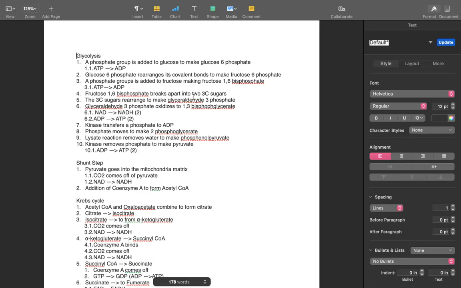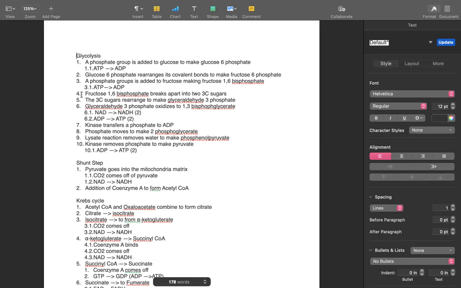When this molecule splits, you can see here that the products are happening in duplicate. And this is why we end up with a net gain of ATP. So we start with 2 ATP, but we make 4 ATP. So we have a net gain of 2.